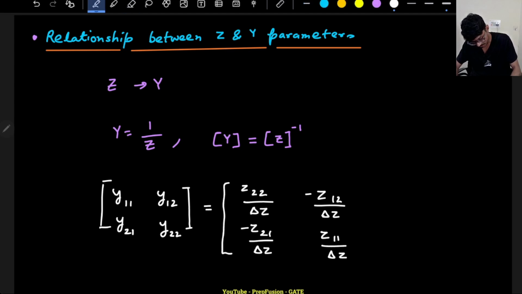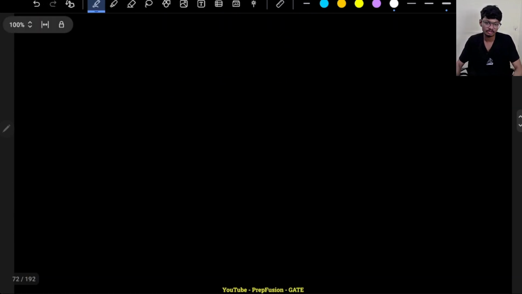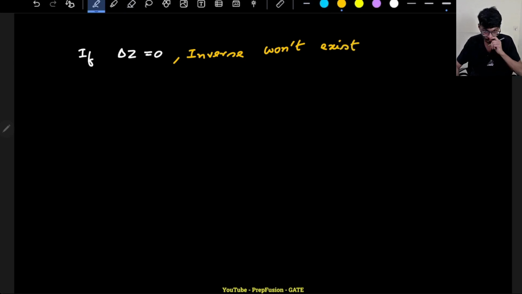Again the same logic: if my determinant of z is 0, then of course the inverse won't exist, and of course your y parameters also won't exist. So if delta z equals 0, then the inverse won't exist.